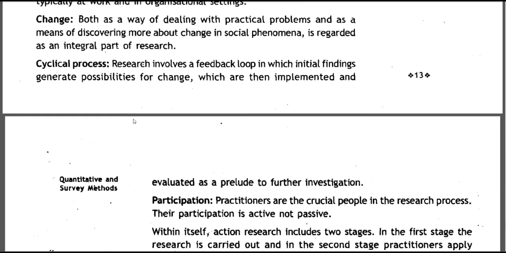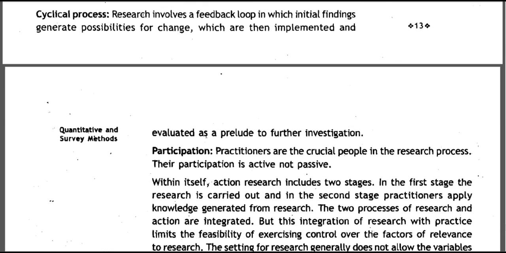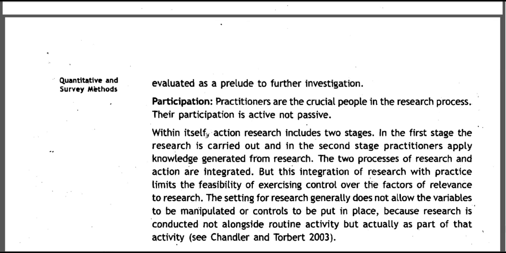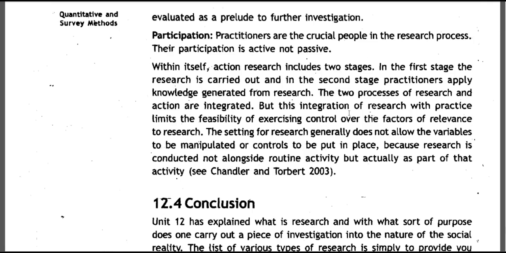Cyclical process. Research involves a feedback loop in which initial findings generate possibilities for change, which are then implemented and evaluated as a prelude to further investigation. Participation. Practitioners are the crucial people in the research process. Their participation is active, not passive.